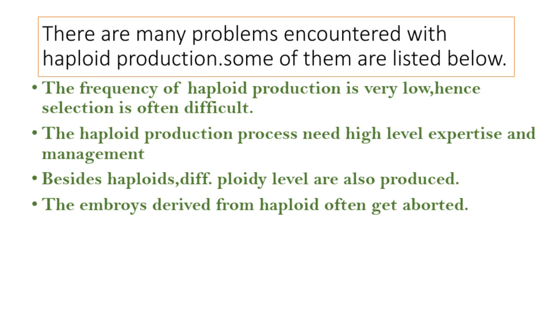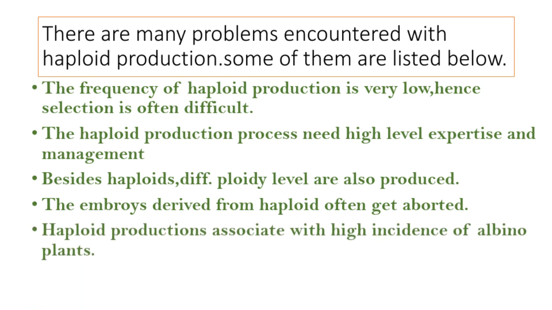The embryos derived from haploids often get aborted, so it's not natural. It's an artificial thing, in vitro culture. So the embryos of haploid plants that are growing are not always normal. Some of them are abnormal or can get aborted.